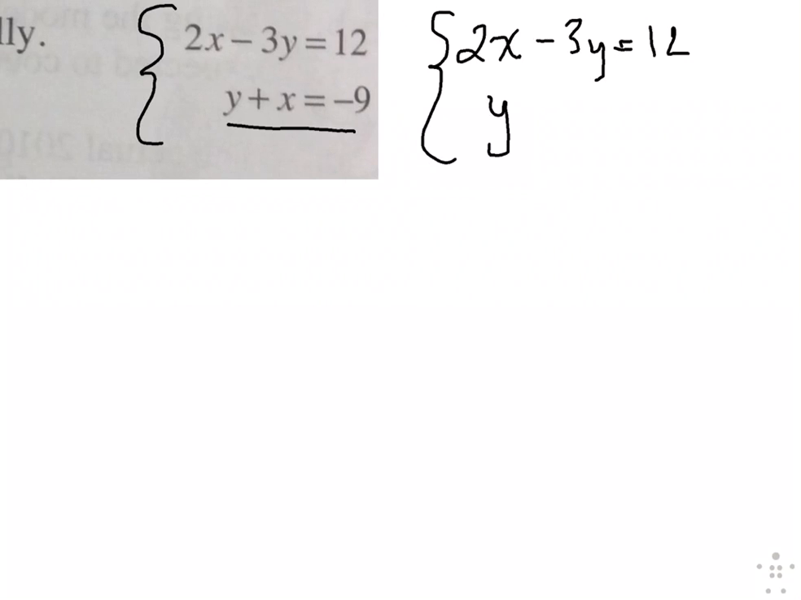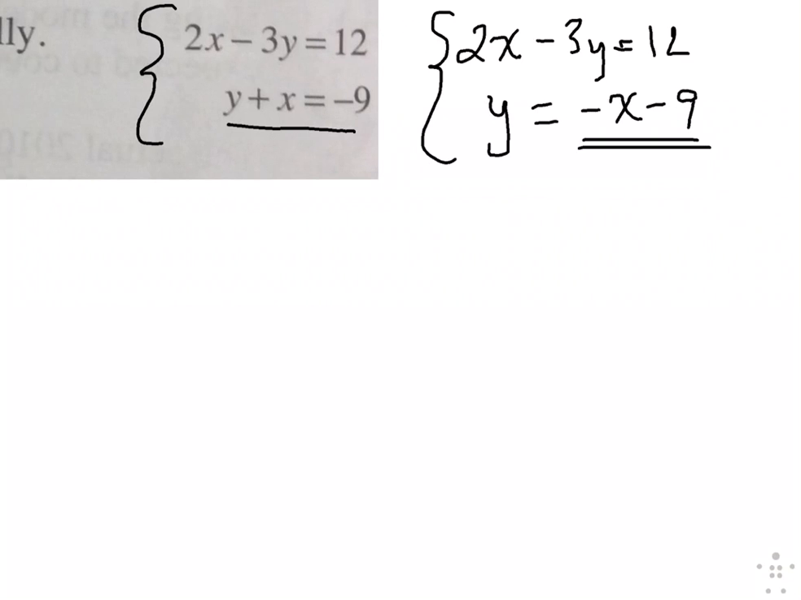I would look at this and say it's really easy to solve this bottom equation for one of the variables and substitute. That would be my inclination in this one. So I'm going to do that. I'm going to rewrite this system. I'm going to leave the top one the same, 2x minus 3y equals 12. And I'm going to subtract x from both sides on the bottom, so it becomes y equals negative x minus 9.